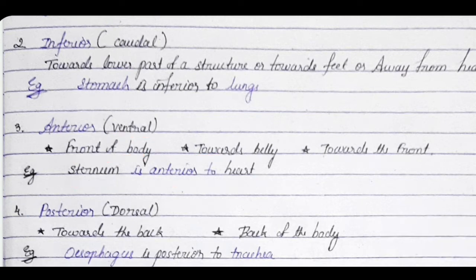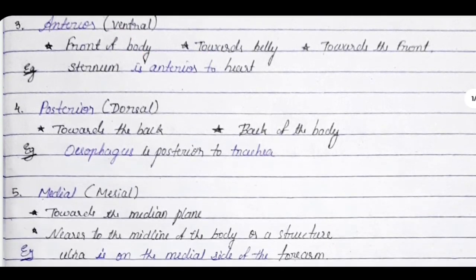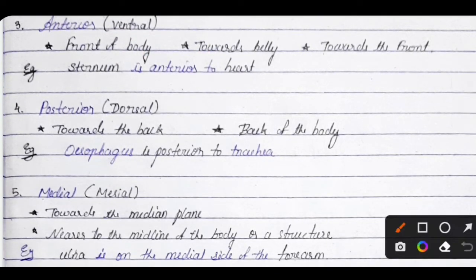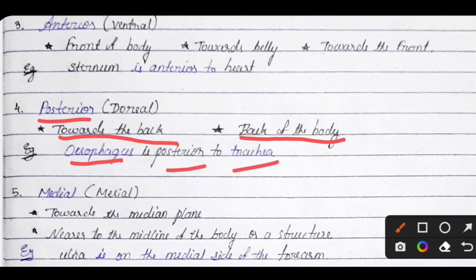Next comes fourth one is dorsal or posterior, which means towards the back or back of the body. For example, esophagus is posterior to trachea, that is esophagus is behind the trachea.